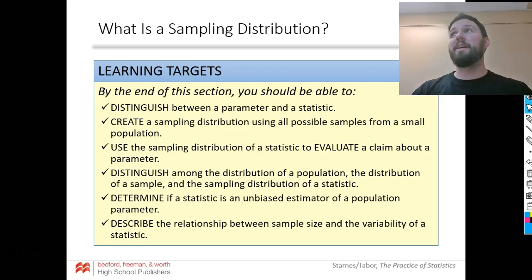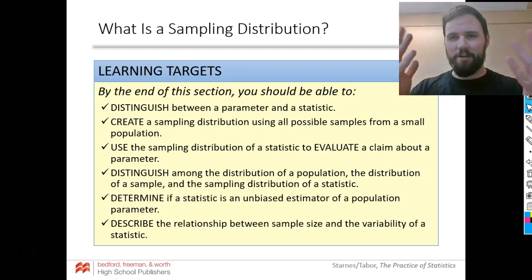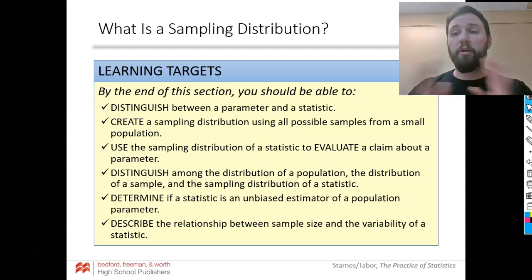Statistic, what's it called when you ruin a surprise? Spoiler, the bigger the sample size, the less variability.